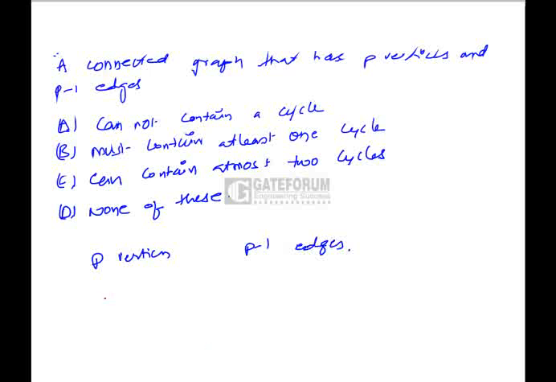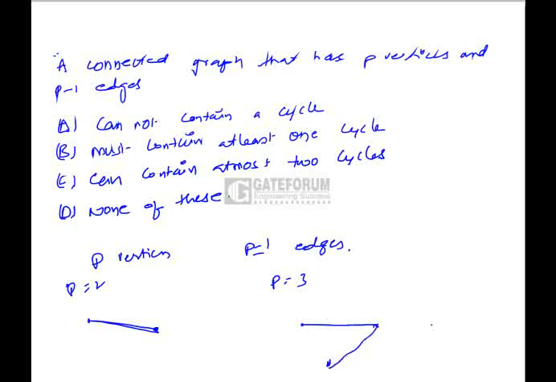Let us take p as 2. So the number of vertices is 2 and p-1 edges, 2 minus 1, that means 1 edge. So here 1 edge. This graph doesn't contain any cycle. Let us take p is equal to 3 and the graph should contain p-1 edges. So here when p is equal to 3, the number of edges should be 2.